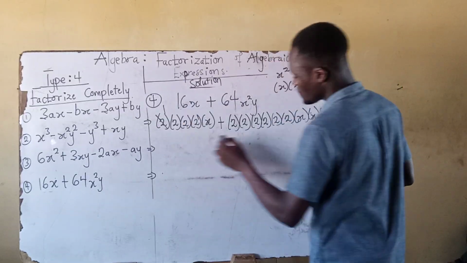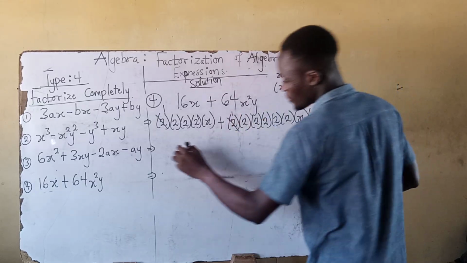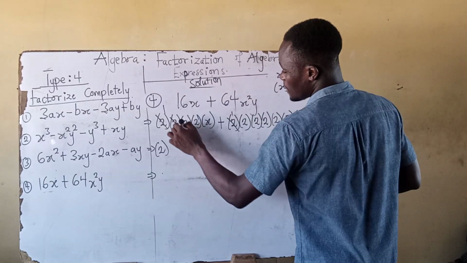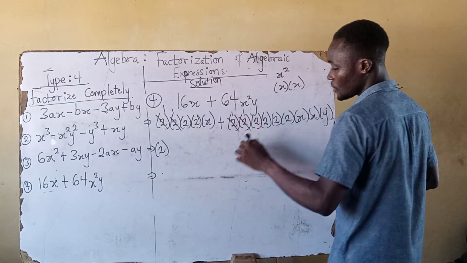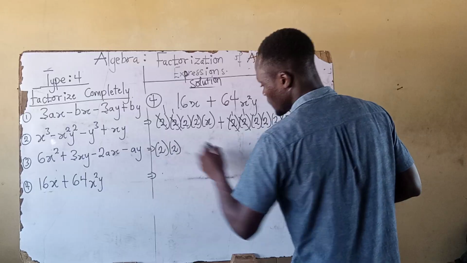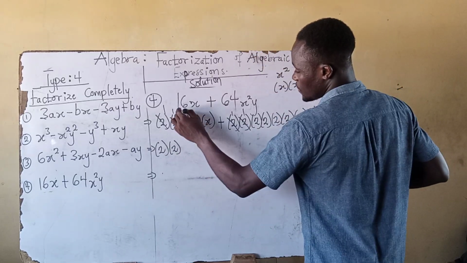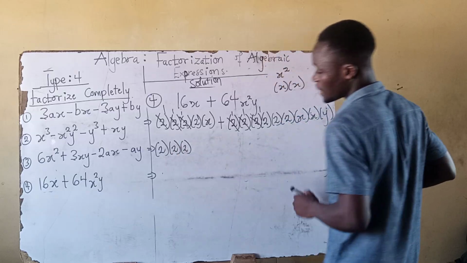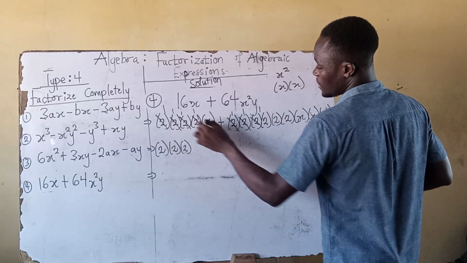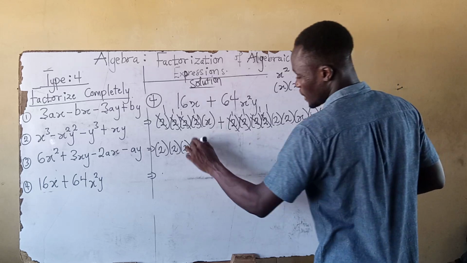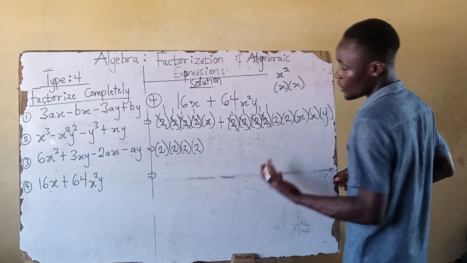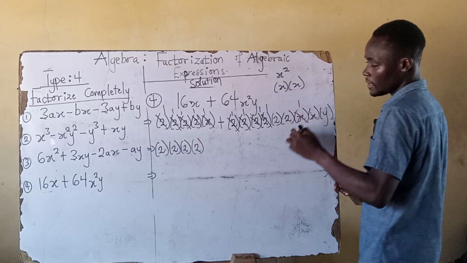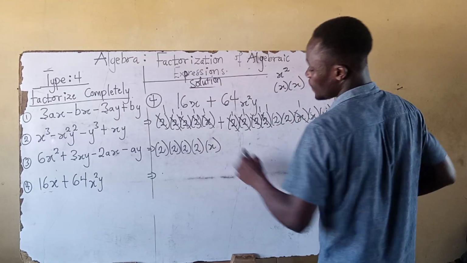Here I have 2, there's also 2 here. So I can bring 2 out as a common term. Here I have another 2, here too there's another 2. So I can bring 2 out as a common term. Here I have 2, here too another 2, so I can bring another 2 out as a common term. I have 2 here too, there's another 2. So I can bring another 2 out as a common term. Here there's x, over here too I have another x. So I can bring x out as a common term.